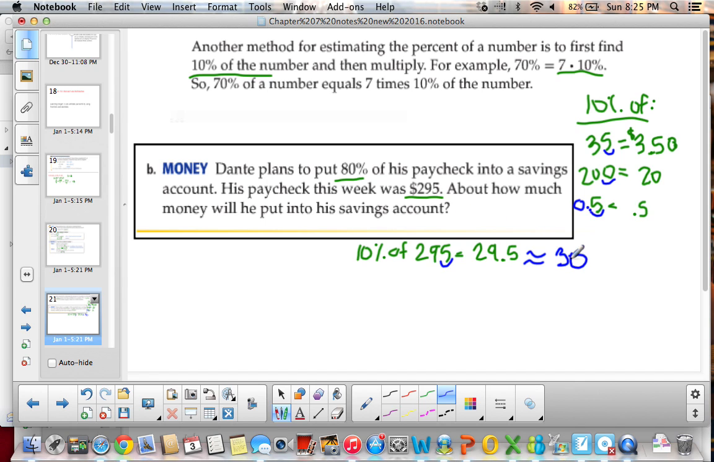So 10%, or sorry, we already found 10%. So 10% of 295 is approximately 30. And then we need to multiply that by 8 because 10% times 8 would be 80%. So times 8. So 30 times 8, 3 times 8 is 24, and then we add our 0 because it's 30 in that ones place. So it's $240. So he will put away about $240.